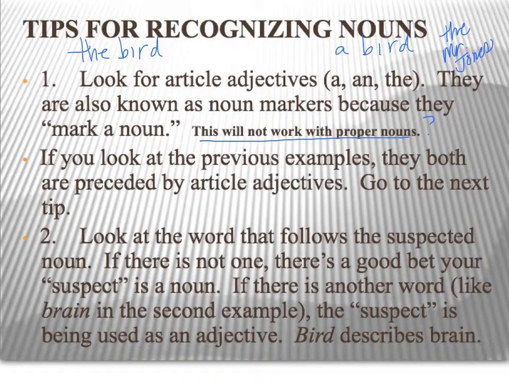Number 2, look at the word that follows the suspected noun. If there is not one, there's a good bet your suspect is a noun. If there is another word, like brain, in the second example, the suspect is being used as an adjective. The word bird describes the brain. So in the second sentence, the one on the right, we have instead an adjective.